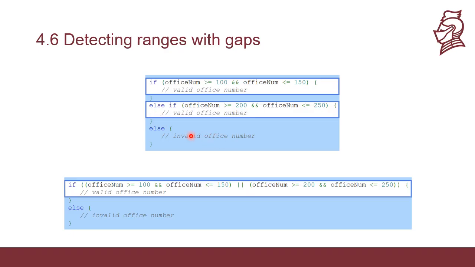Those offices don't exist. Now you can combine that into one Boolean expression. So we can say if office number is greater than or equal to 100 and office number is less than or equal to 150, or the office number is greater than or equal to 200 and the office number is less than or equal to 250, then it's valid. So notice we put it all in this one if statement. We combined these two things and just used an OR operator. So you can put some pretty complex things combining relational and Boolean operators like that.